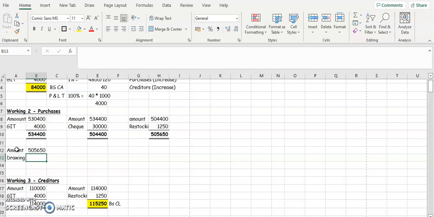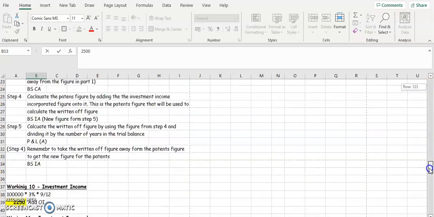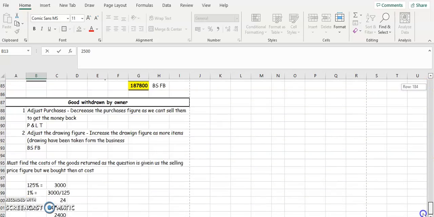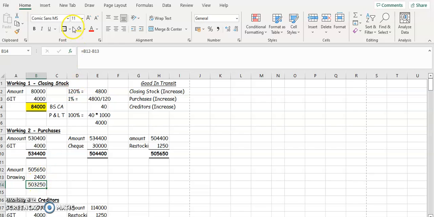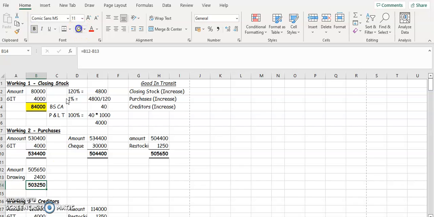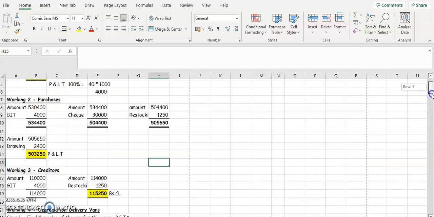We're going to take away our drawings, which was 2,500, I think, 2,400. So that's going to give us our new purchase figure. And that's going to go into your profit and loss account in your trading account. And then you need to increase our drawings with 2,400.